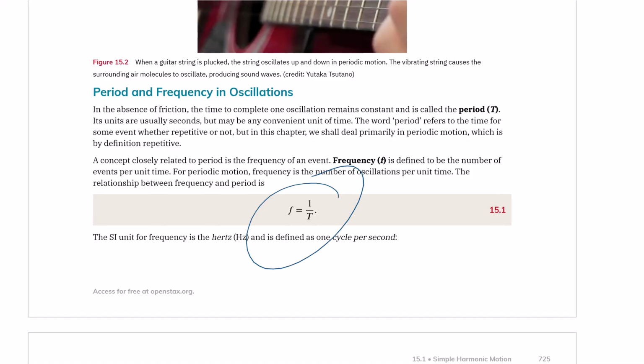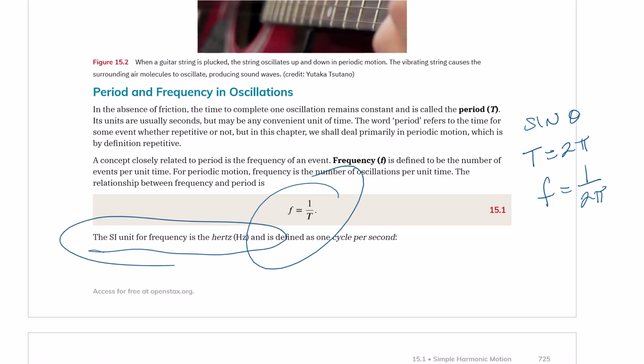Frequency is just 1 over the period. For example, for a sine function, sine of theta, the period is 2 pi, and the frequency is 1 over 2 pi. There's 1 rotation every 2 pi. They're exactly the opposite of each other. Period is how long, frequency is how often it happens. The SI unit for frequency is hertz.